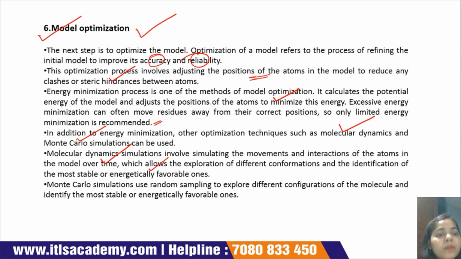Okay, there are two methods that are used to minimize the energy. First is the molecular dynamics method, next is the Monte Carlo simulation method. In molecular dynamics simulation, we simulate the movement and the interactions between the atoms over time. In Monte Carlo simulation, we use random sampling to explore the different configurations of the model to identify the most favorable one. Okay, energy optimization is the most important role in model optimization.